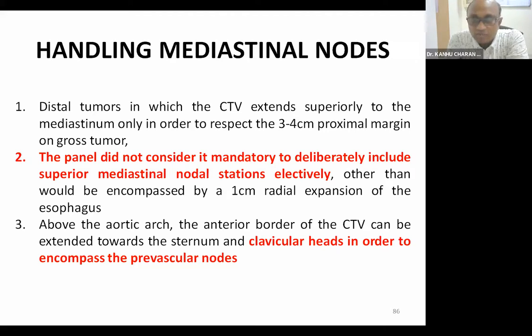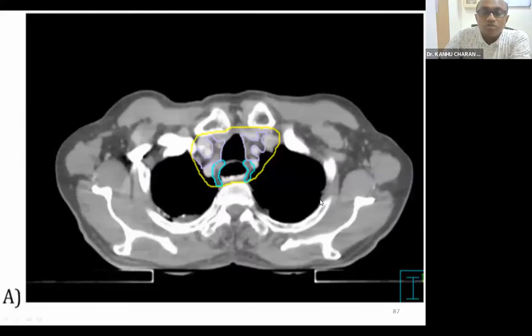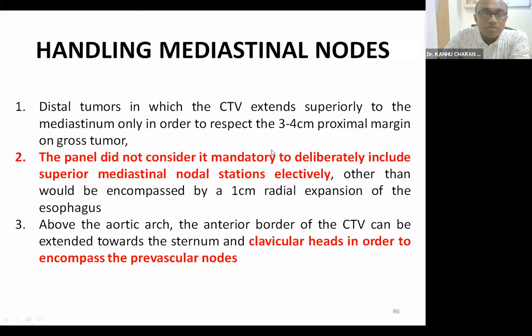Above the aortic arch, the anterior border of the CTV can be extended toward the sternum and clavicle to encompass the prevascular nodes. If your tumor is above the aortic arch, the CTV can be extended toward the sternum and clavicle to include the prevascular group of lymph nodes. The panel did not consider it mandatory to deliver dose to the supramediastinal node station, other than what would be encompassed by the 1 centimeter radial expansion. So with the 1 centimeter radial expansion you give, it is not mandatory to include all the nodes.